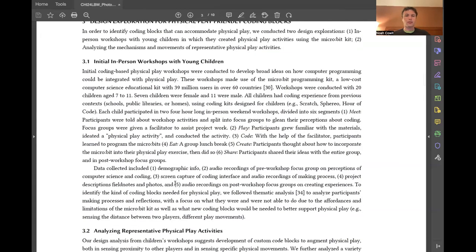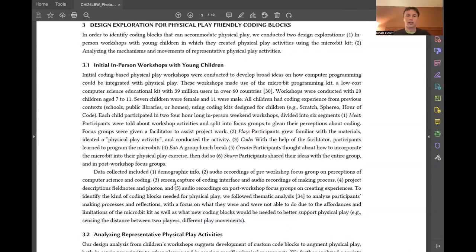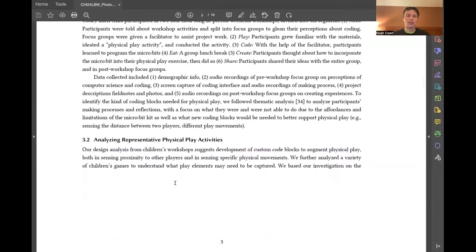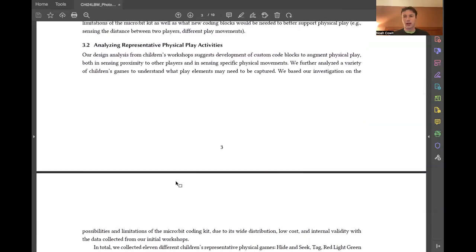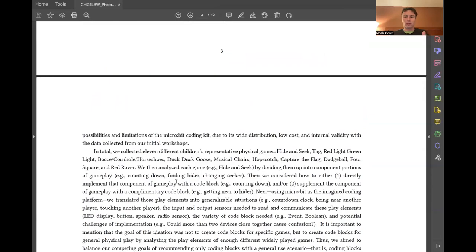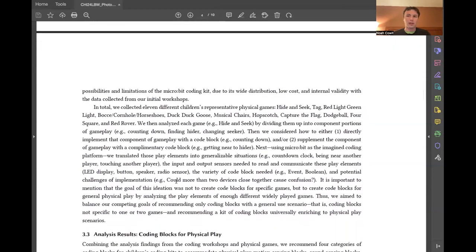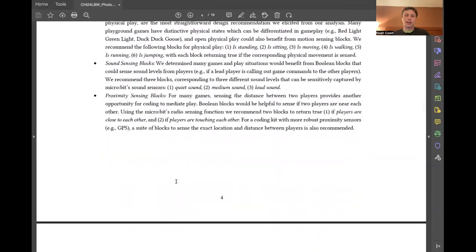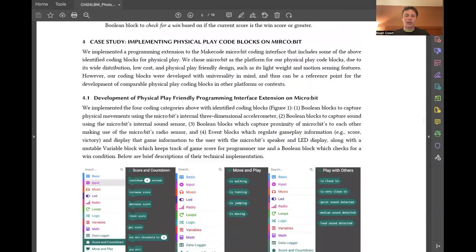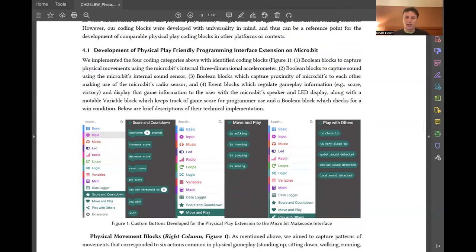First, we conducted some initial in-person workshops with young children to see how they used a micro:bit and see how we could supplement their learning process. We analyzed respective physical play activities like children's games to see what sorts of buttons or code blocks would need to be implemented in the micro:bit. And then we divided these into categories and implemented these physical blocks into the micro:bit MakeCode interface, which you can see in this image.